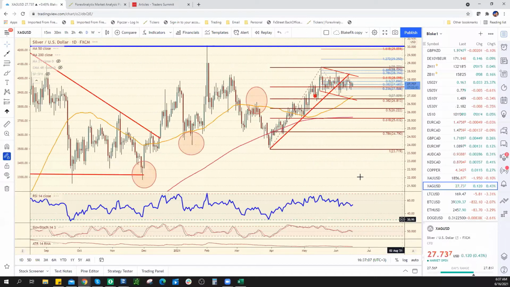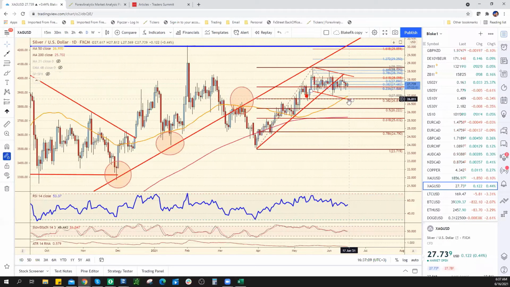Silver. 38% retracement comes in at 26.81. Resistance right now is 28.30.